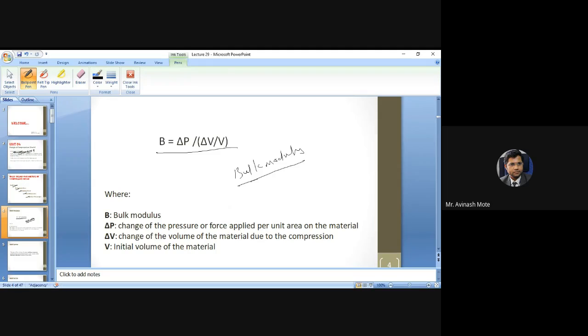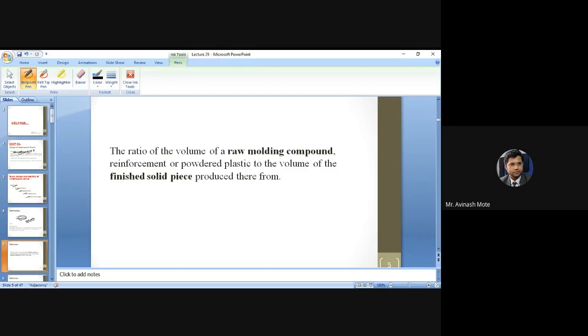It is the bulk factor, just similar to the bulk modulus in fluid mechanics or in another subject, the strength of materials. Bulk modulus is defined as the compressive stress upon the compressive strain. Here also the concept is the same, but the way of application is different.